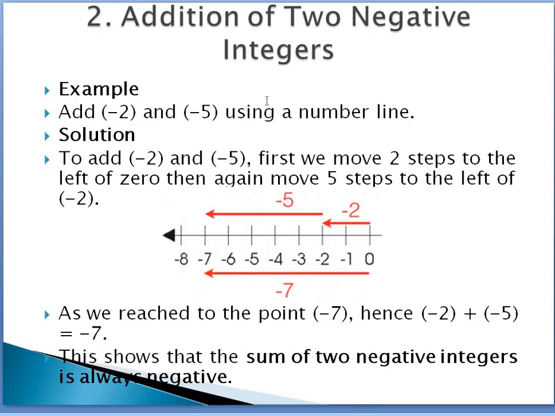Suppose you have two negative integers. First minus 2: from 0 go towards the left. Again minus 5: you go left 5 places, 1, 2, 3, 4, 5. You arrive at minus 7. So minus 2 minus 5 is minus 7. Just now we learned that if two negative integers are added, you add the numbers and put the minus sign. The same you got here.